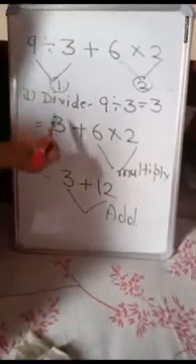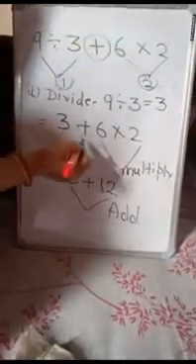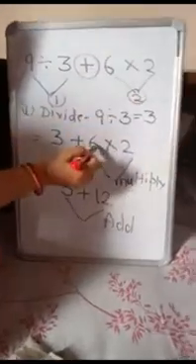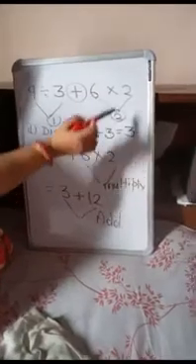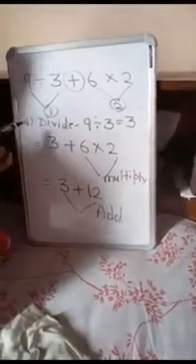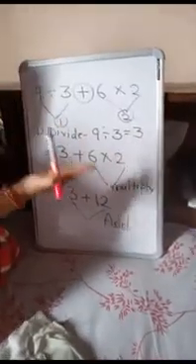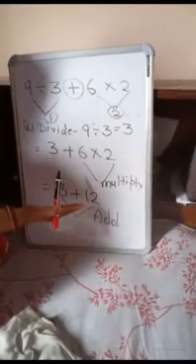I divided 9 by 3 and got 3. Other operation, what comes after this? Addition. I wrote the addition. Then I wrote 6. Then the multiplication sign. Then 2. I have written. When we are solving one operation, the other operations are copied down as they are in the second step.